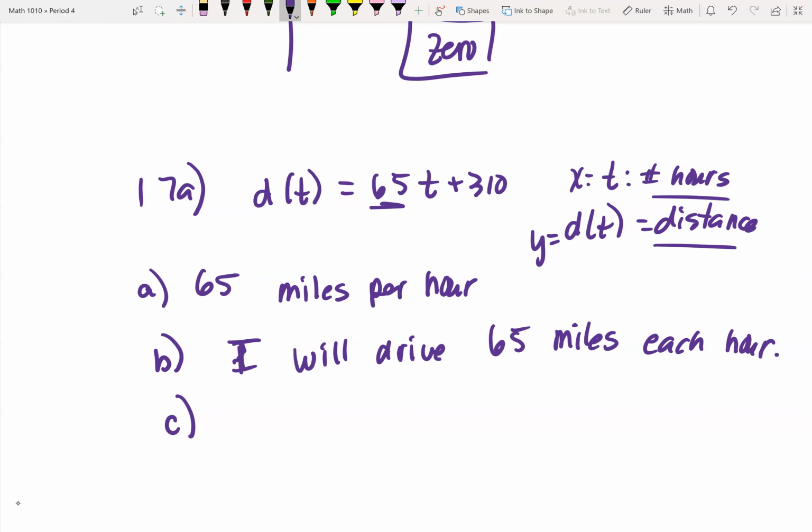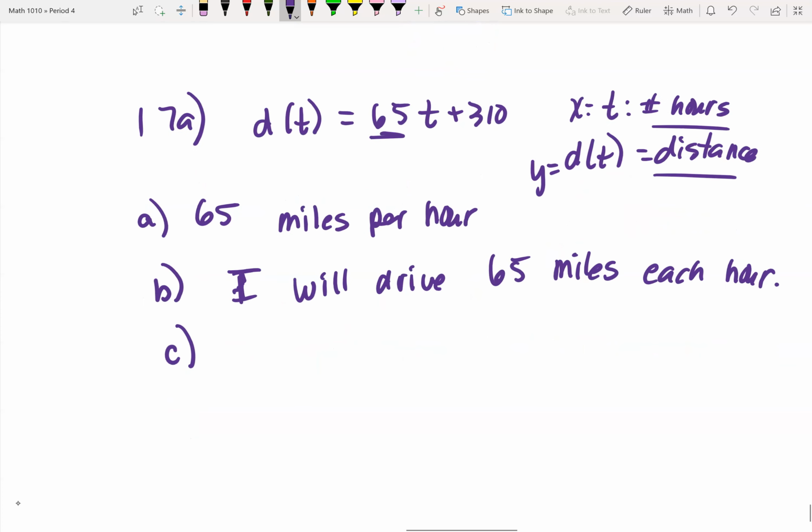Okay. Question C, what is the vertical intercept of the line? Okay, so vertical is like this. Okay, it crosses the x-axis.